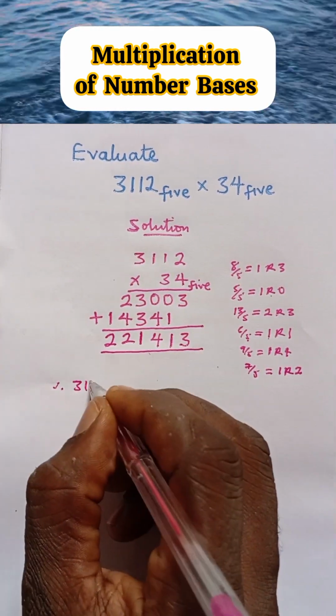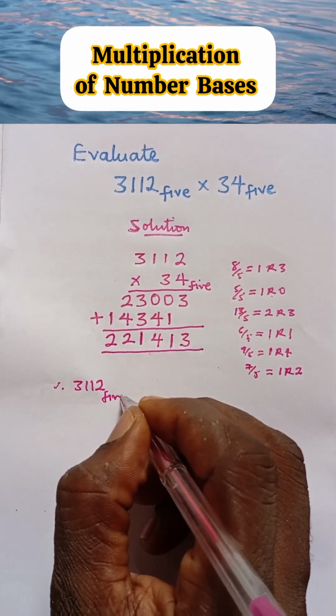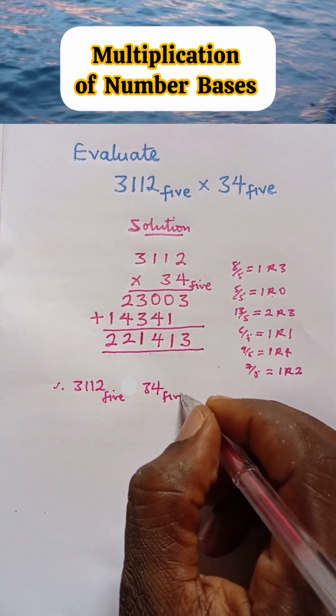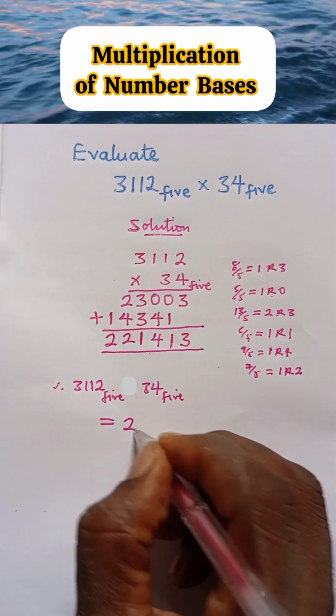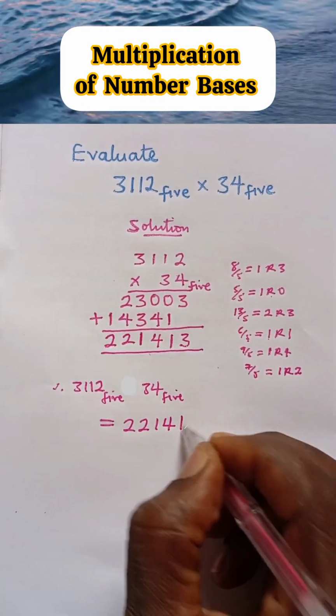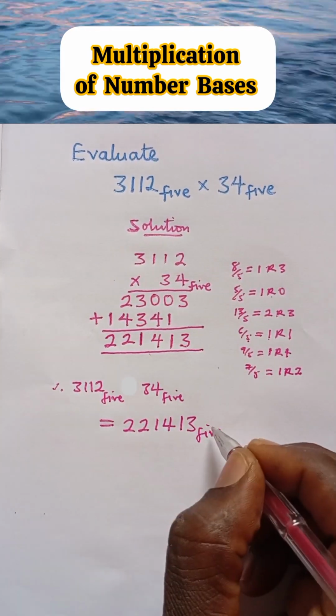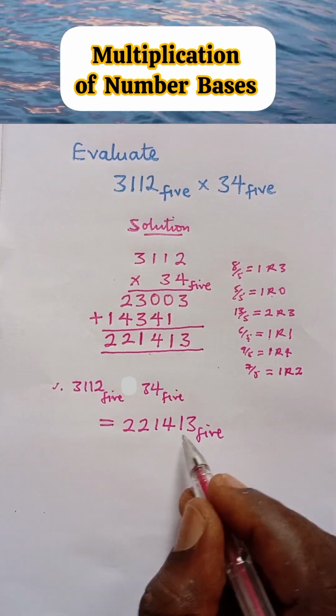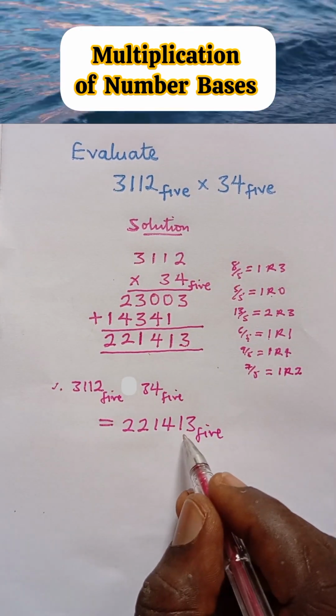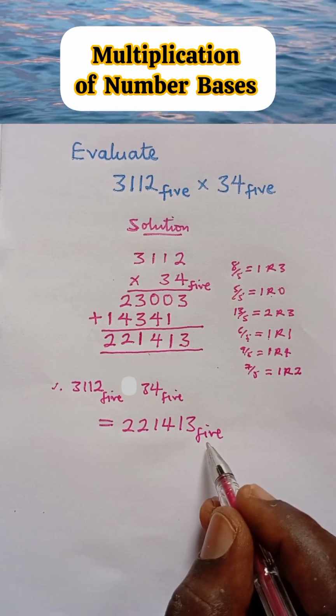Therefore, 3112 in base 5 multiply 34 in base 5 is equal to 221413 in base 5. To confirm that our answer is correct, you notice that none of the digits here is equal to or greater than 5.